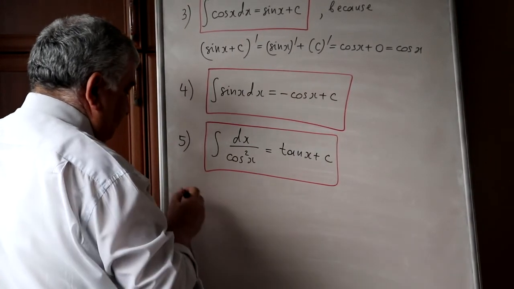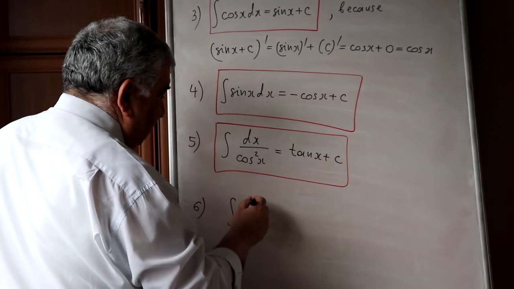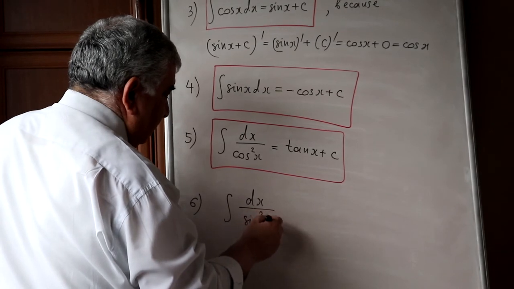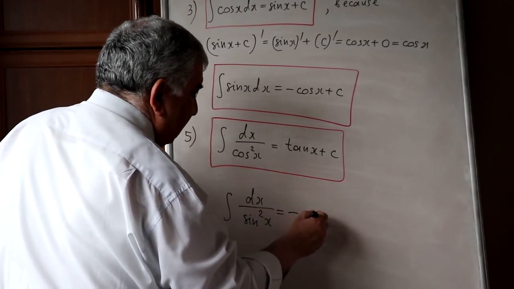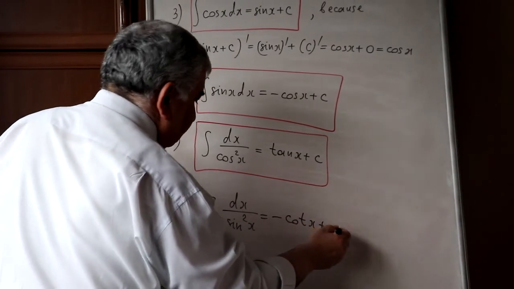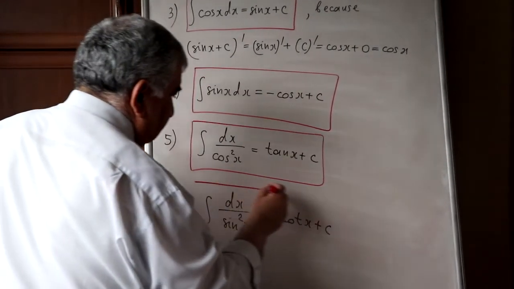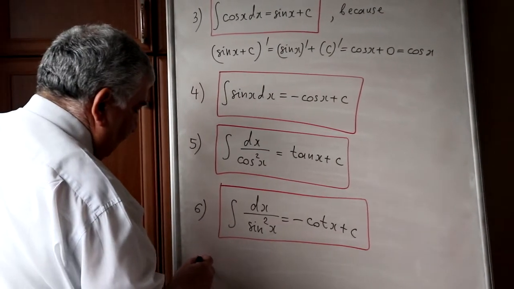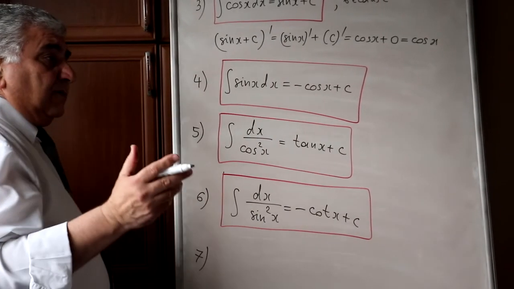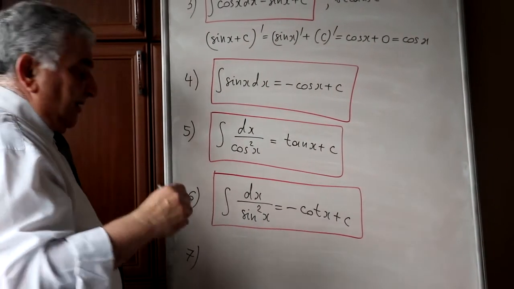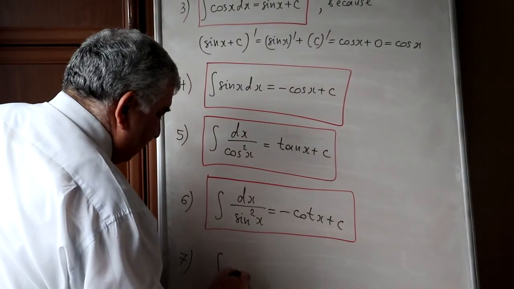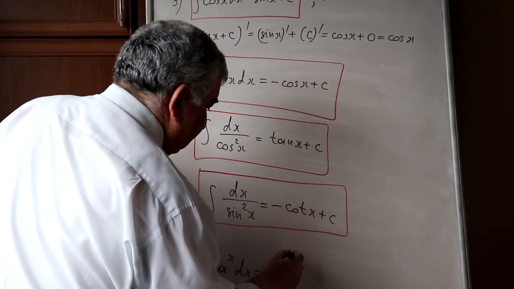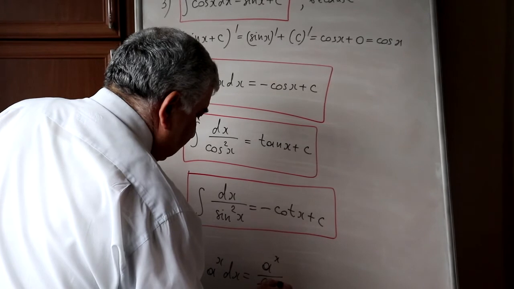Sixth formula, integral of dx over sine squared x is minus cotangent x plus c. Seventh formula, integral of the general exponential function. Integral of a to the x dx is equal to a to the x over natural logarithm of a plus c.